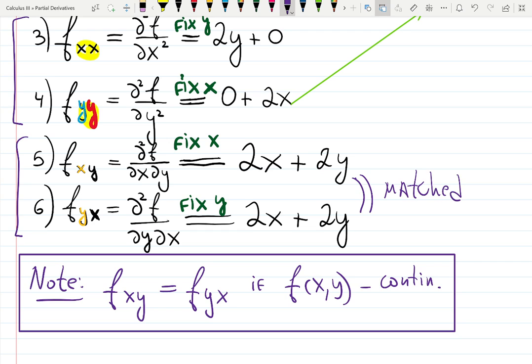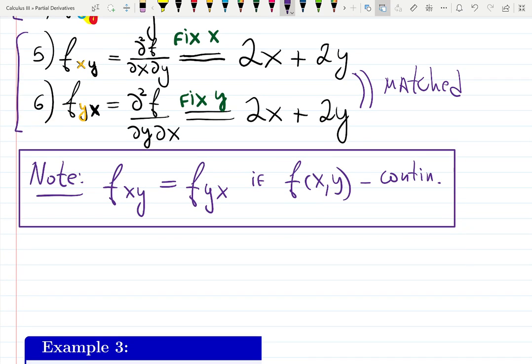So he's right. Whatever your brain likes, take the derivative with respect to that, and they will be the same. And actually, it also goes to the upper level: x, y, z, z, y, x. They also match if functions are continuous. So that is one more note. It goes to the upper dimensions as well. If the function is continuous, then x, y, z will be z, y, x.